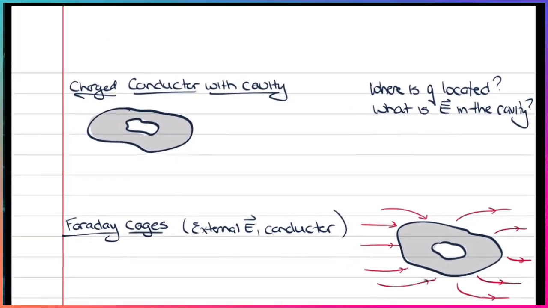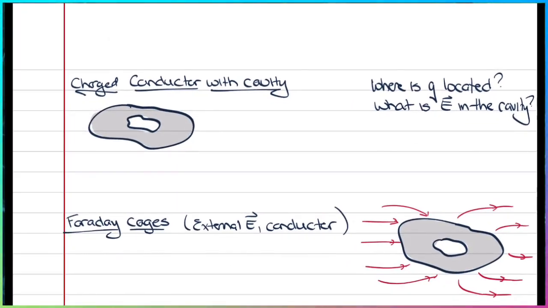What about if I have something like a charged conductor, but there's a hole in the middle? So here's a 2D example, where you have some conductor, and I'm going to plop some Q on it, but then there's a hole in the middle. So is Q still located on the surface? We said that Q goes to the surface, but now technically there's two surfaces. Is Q on the outer surface, or is it shared between the outer and the inner surface? And what's E inside the cavity?